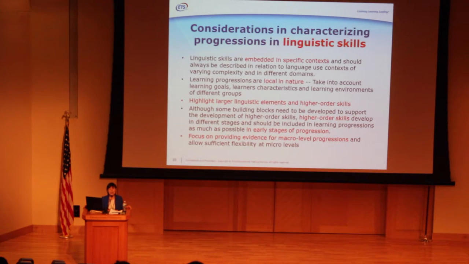When we talk about the progression of linguistic skills, we should never talk about them independently of specific language use contexts. They should always be embedded in specific contexts where learners are expected to apply their skills. Learning progressions are also local in nature, so there's no one-size-fits-all learning progression for all learners in the world. We should take into account the learning goals, learner characteristics, and learning environments of different groups. We should start highlighting more the larger linguistic elements and higher order skills in our learning progressions, even in earlier stages, because these higher order skills could also be developed in different stages. So you could have different characterizations of the development stages for these higher order skills.